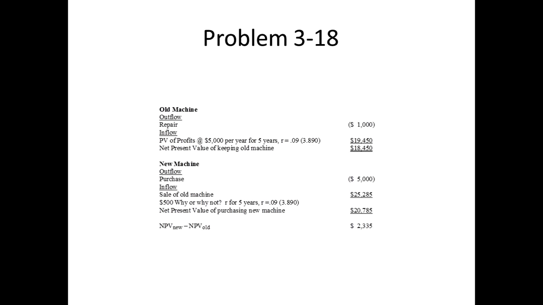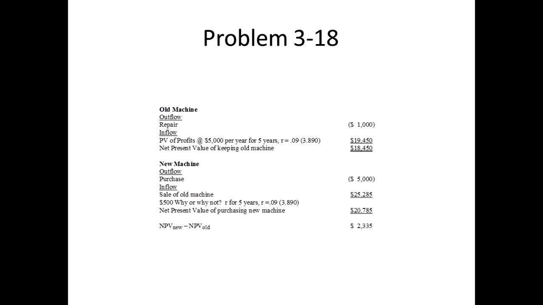So we have a total net present value of keeping the old machine of $18,450. The new machine has an outflow of $5,000. Now, there is a present value of the inflows of $25,285, and in addition, we get $500 for selling the old machine. So the net effect is a net present value from purchasing the new machine of $20,785.